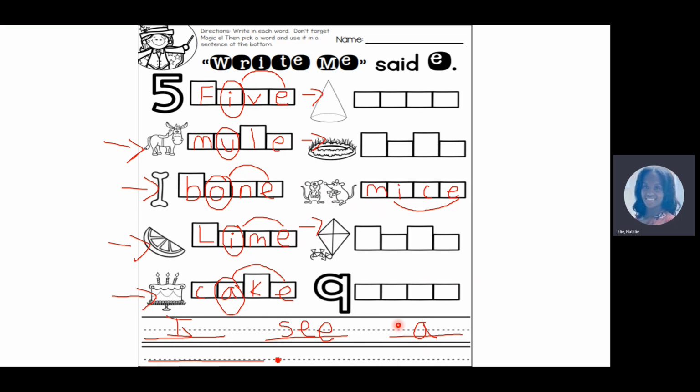I see a lime. You can write lime on the last line. I see a cake. You can write cake on the last line. I see a cone. You can write the word cone that you wrote by yourself on the last line. I see a hole. You can write hole on the last line. You wrote hole by yourself. Or kite. I see a kite.